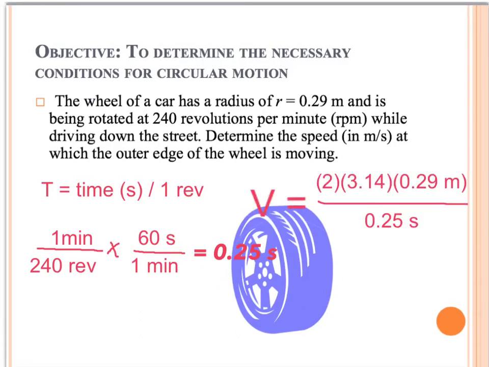So now to find the speed, we just do the circumference, 2 times pi times the radius, divided by the period, 0.25 seconds. So the speed is equal to 7.28 meters per second.